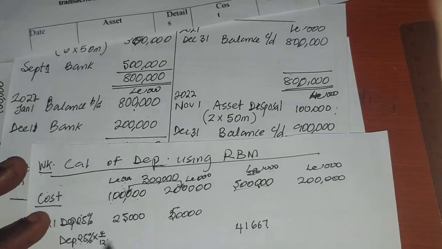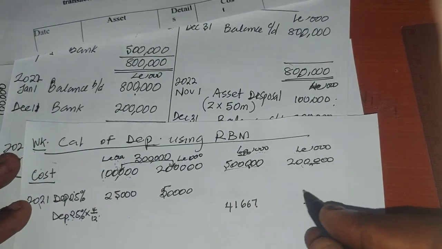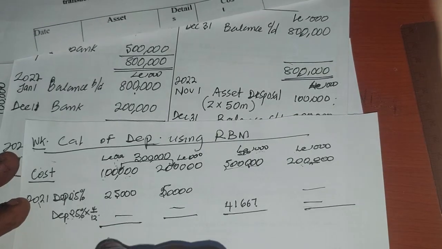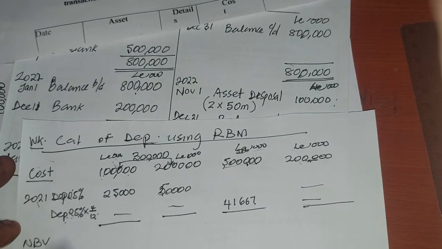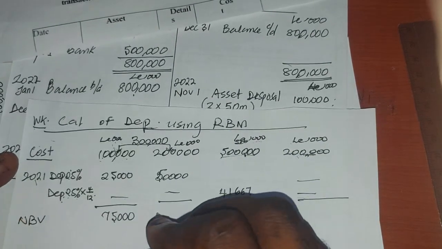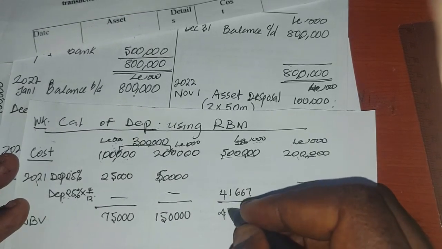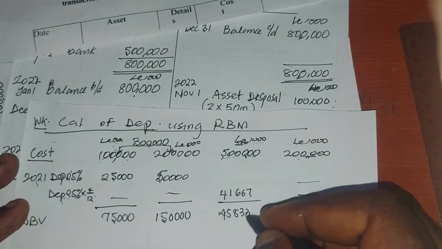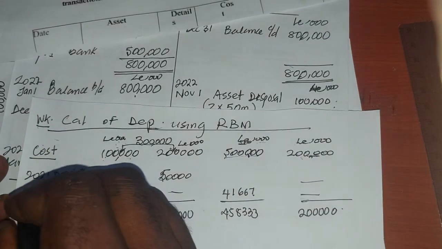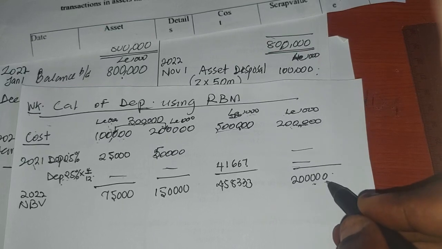Now this asset was not in existence as at this year, so there is no depreciation for it. Then what's our net book value? This will give us 750. Then this will give us 150,000. Then when you subtract this, it will give you 45,833. And of course, this came in 2022. So this is 2022, and that's 200,000.